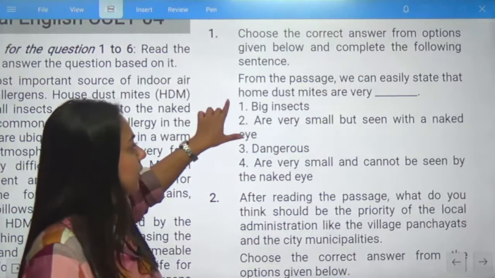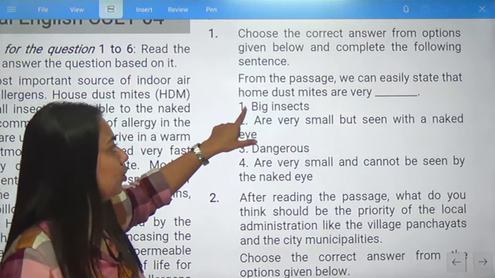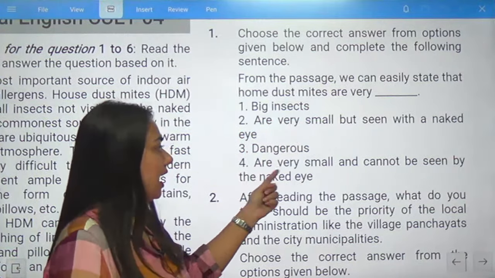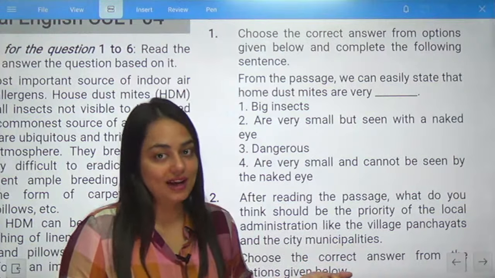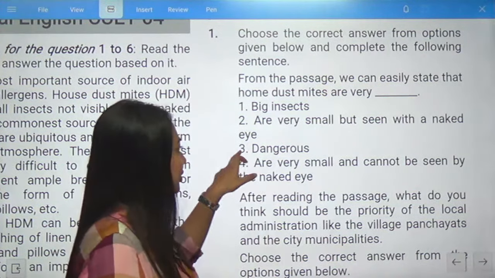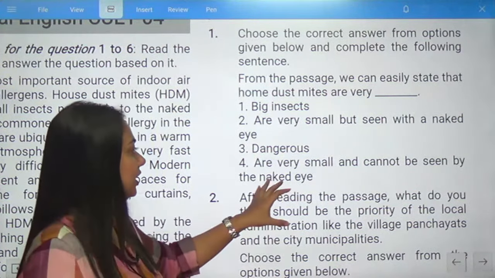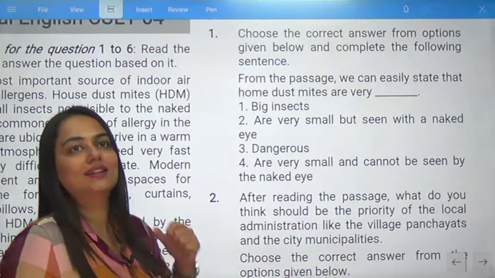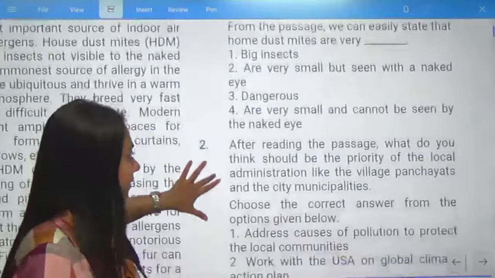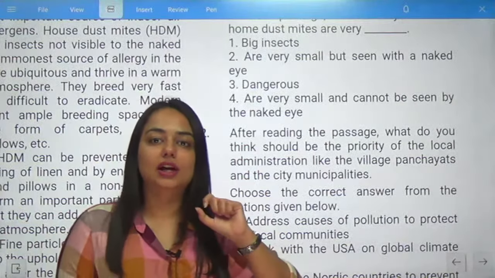From the passage we can easily state that house dust mites are very small, so this would be redundant. We cannot use "are very" again. That is the reason the answer should be the third one. वैसे factually fourth भी correct है, but क्योंकि ये fill in the blank है, आप फिर से "are very" use नहीं कर सकते. Right? So बस इन्हीं चीज़ों का हमें ध्यान रखना है इस एग्जाम में.